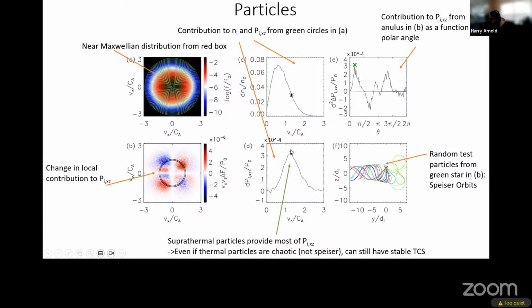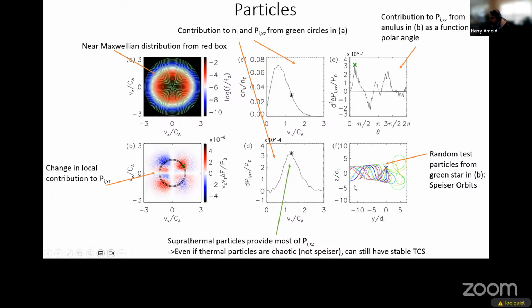And if you look at the shell that contributes the most to this off-diagonal pressure component, that corresponds to this location in density. And you can immediately see that the ions that contribute the most to the off-diagonal pressure are actually superthermal ions. They are not the thermal ions. They're more energetic than that.